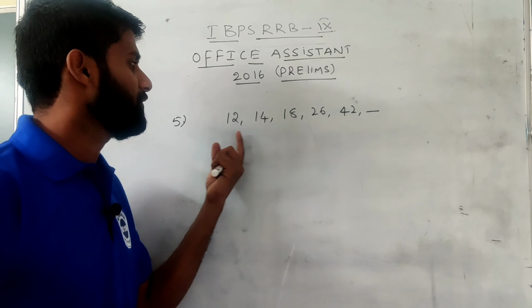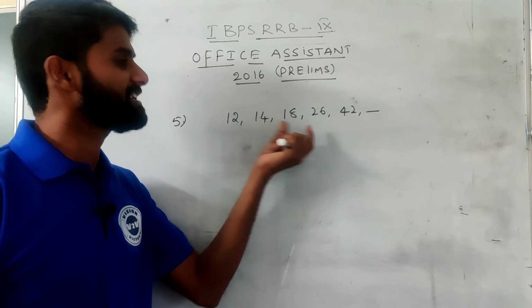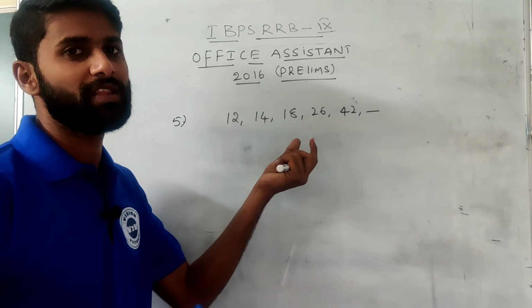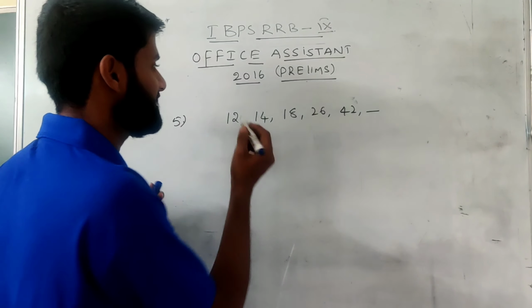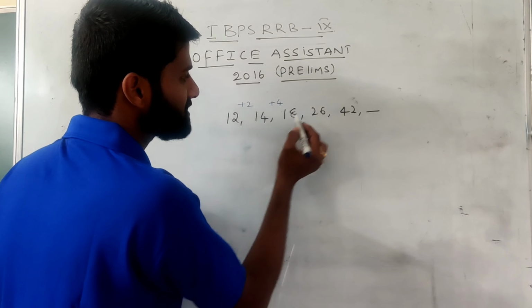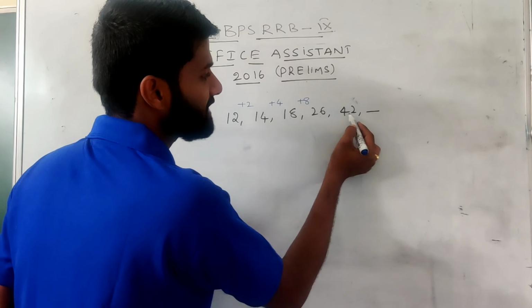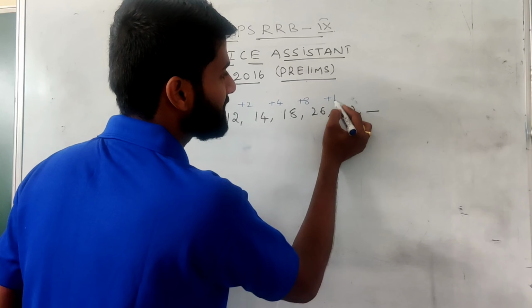See 12, 14, 18, 26, 42. Each and every number is near to the other number. So if it is near to the other number, go with the addition operation. Here we have addition of 2 numbers. Here we have addition of 4 numbers. Here 18 becomes 26, we are adding 8 numbers. And 26 becomes 42, we are adding 16 numbers.